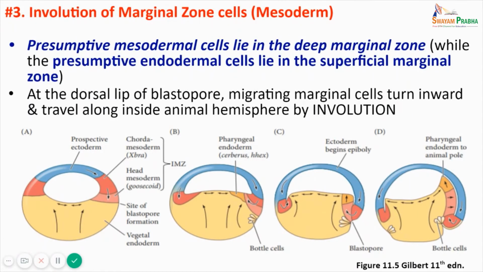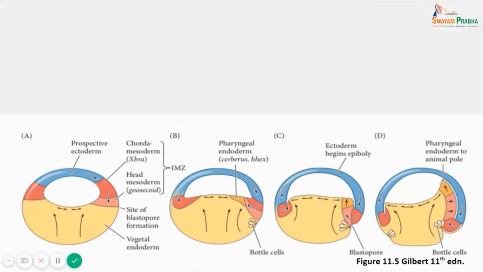The third step during gastrulation is the involution of marginal zone cells or the mesodermal cells. As we know, the presumptive mesodermal cells are present in the deep marginal zone, while the presumptive endodermal cells lie in the superficial marginal zone of the embryo. Now, at the dorsal lip of the blastopore, the migrating marginal cells will always turn inward, and they travel along the inside of the animal hemisphere by involution movements.